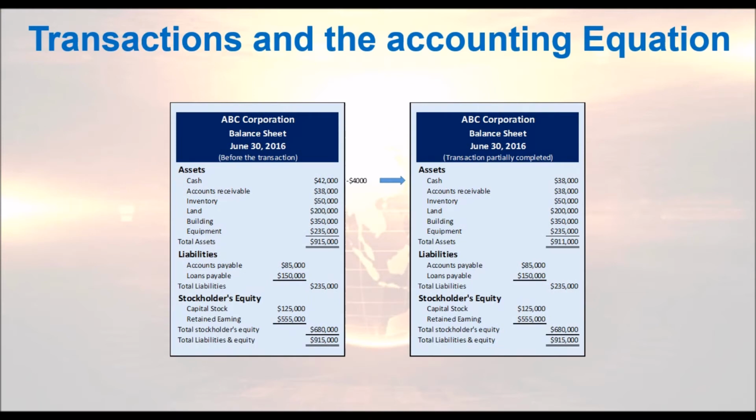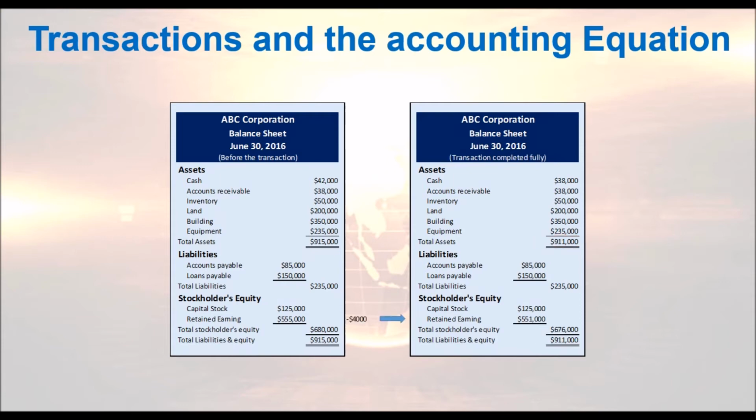You paid $4,000 for expenses, so the cash needs to go down by $4,000. So instead of cash being $42,000, it's now $38,000. But the total assets is $911. Total liabilities plus equity is $915. So again, not quite complete yet.